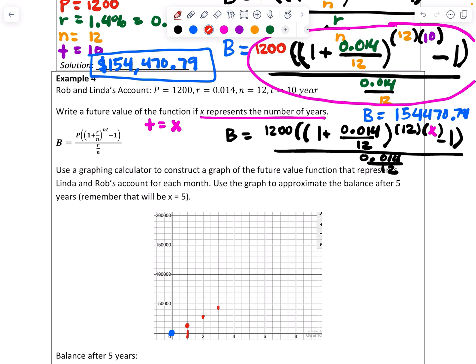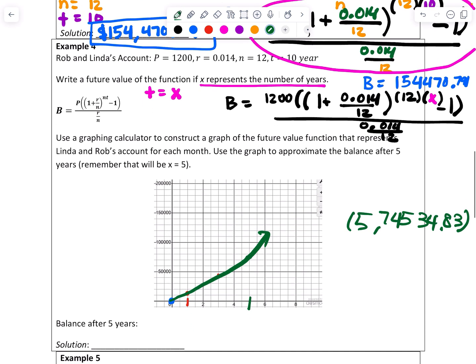And 5, this one was important. This is the one I told you to write down. There was that point 5 comma 74,534.83. Okay, so at 5, it's up here about 75,000. That's about right there. Okay, so here's my graph. It should be a curve, and it's going to keep going up and up and up. So after 5 years, there's $74,534.83 in the account. And I know that because my graph showed me that point right there.